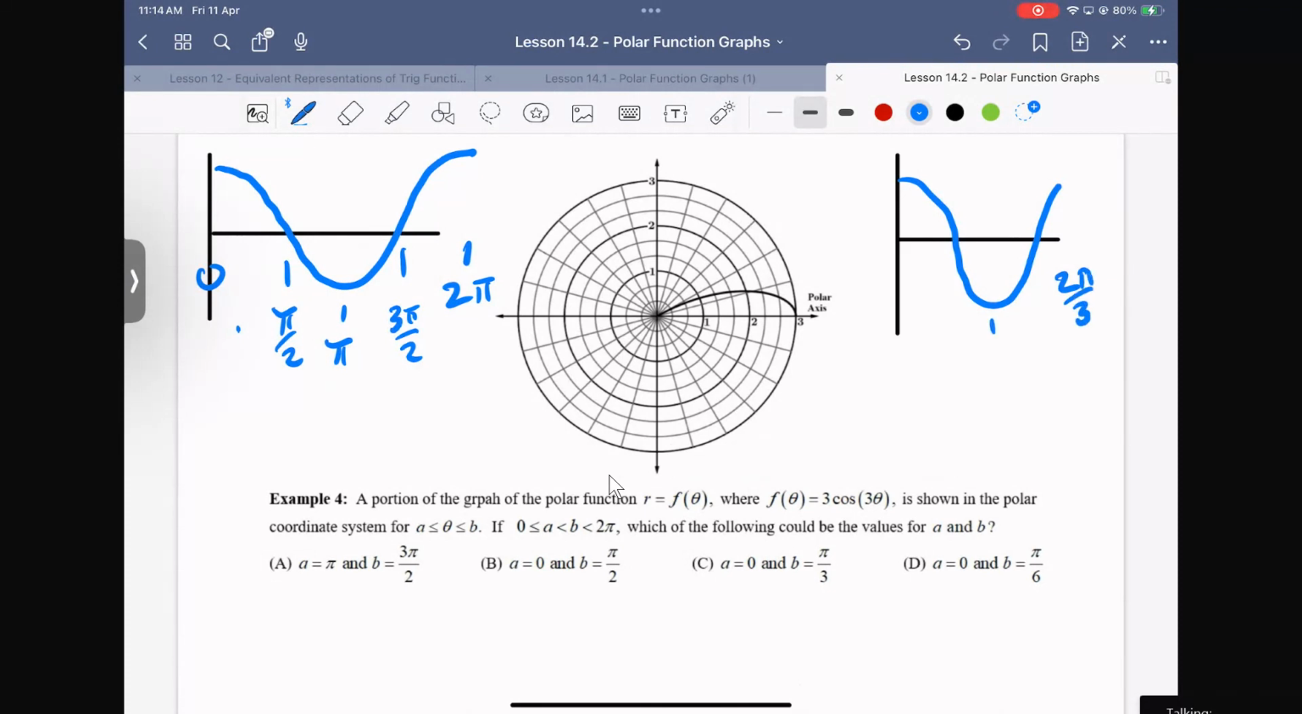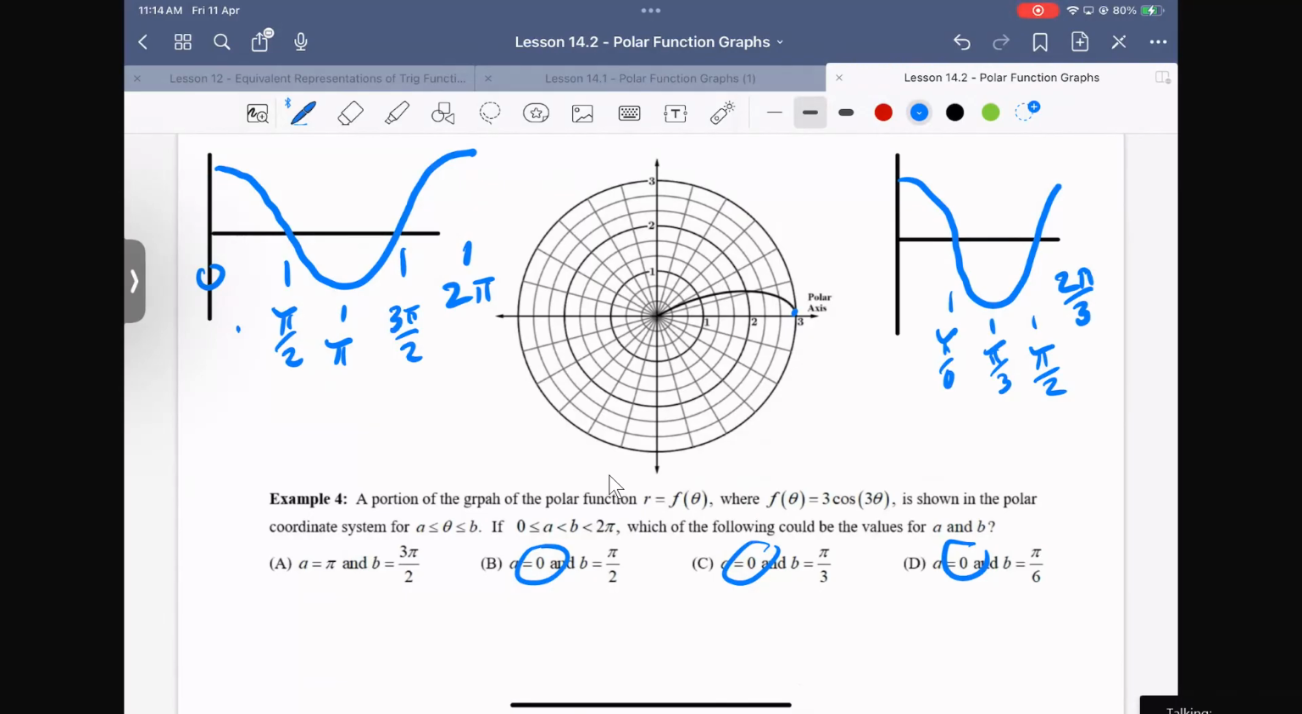Pi divided by 3, pi over 3. Pi over 2 divided by 3, this point here is going to be pi over 6. And this point here is going to be 3 pi over 2 divided by 3, which is pi over 2. Our graph looks like that. So in order to go from here to here, most of these start at 0. So let's look at these three to begin with. Do we want to stop at pi over 2, pi over 3, or pi over 6?